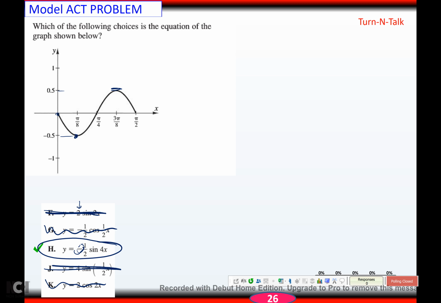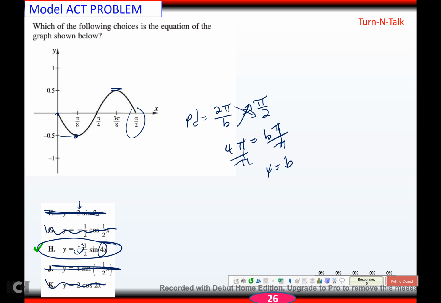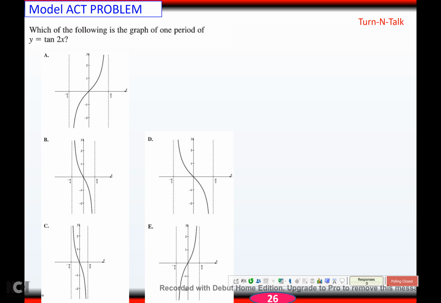The other thing you could do is check the period. Period for sine is 2 pi over b. Well, this finished at pi over 2, so this would make 4 pi equals b pi. Divide by pi, and b has to equal 4. Okay, so you could have checked a couple of things to answer that.